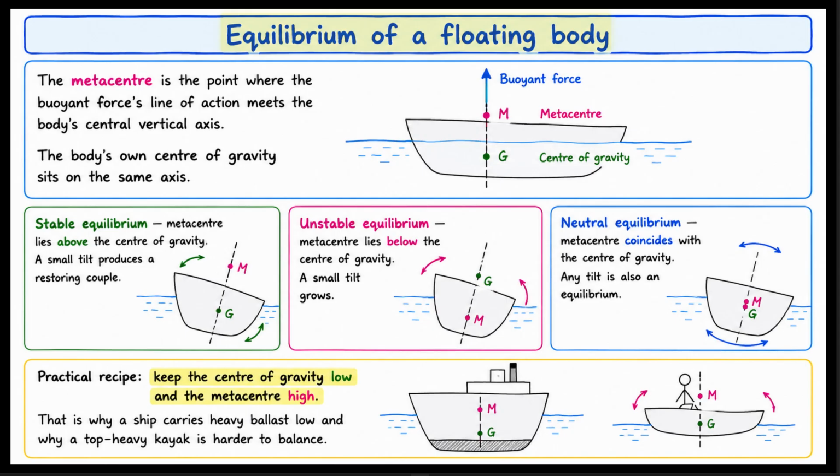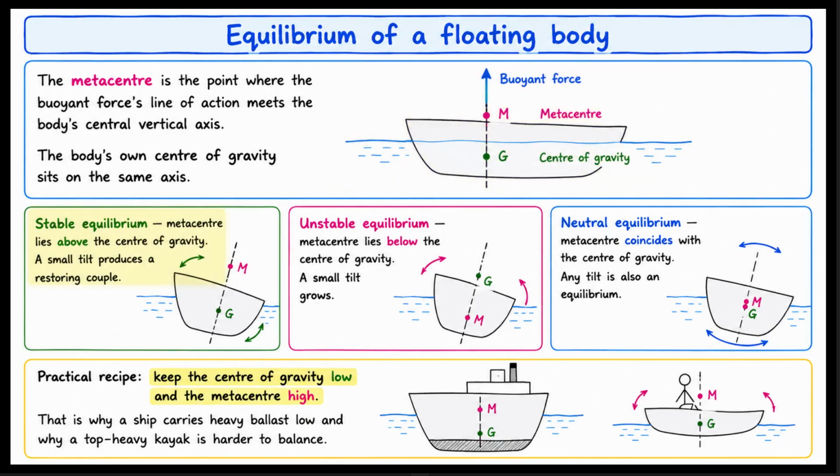Stability of a floating body. The metacentre. Floating bodies have a stability problem that simple buoyancy does not solve. The metacentre is the point where the line of action of the buoyant force meets the body's central vertical axis. The center of gravity of the body itself sits on that same axis, and where the metacentre sits relative to the center of gravity decides the kind of equilibrium.